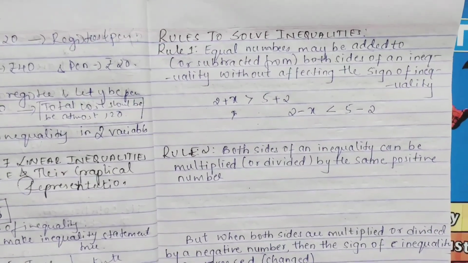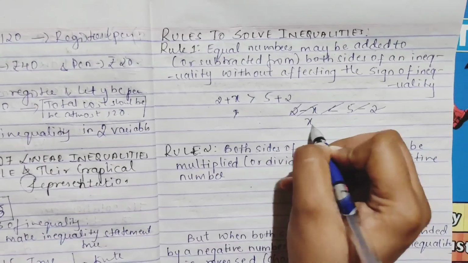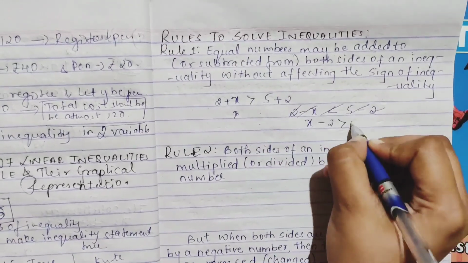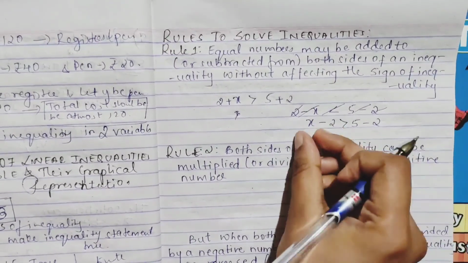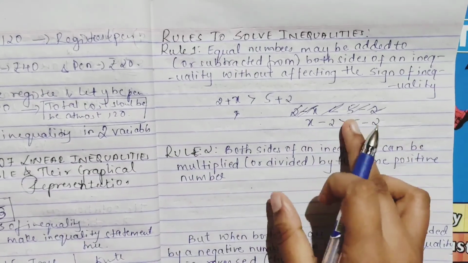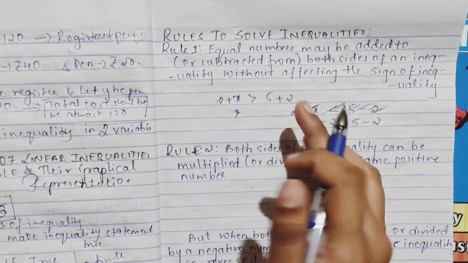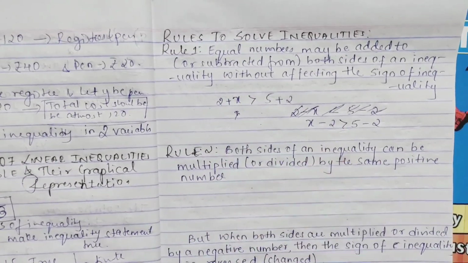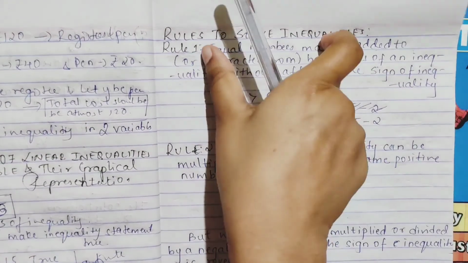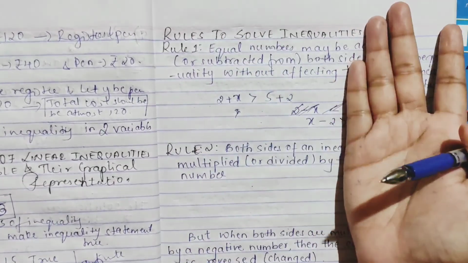You have to do it in such a way. It is better to write like this: x minus 2 greater than 5 minus 2, because from this you are subtracting. I had written it wrong earlier, subtracted from both sides. Addition doesn't make a difference wherever you write, but for subtraction you should be careful enough. This is your rule 1. You should add the same number on both sides or subtract the same number from both sides.